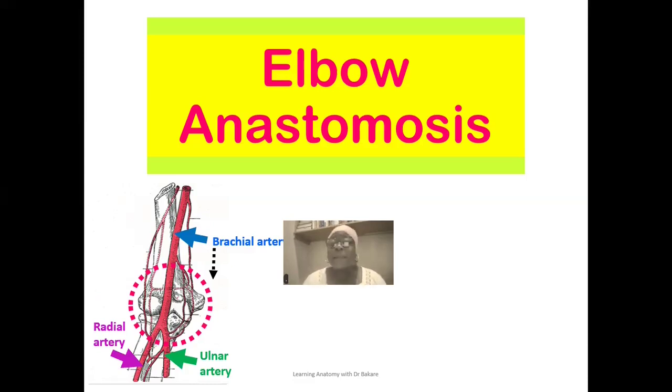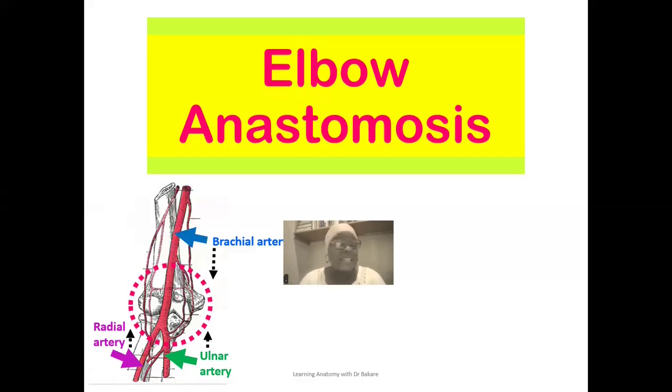And these branches are basically directed upward, and this is why they are seen to provide recurrent branches. So we have recurrent branches from the ulnar and the radial artery, while we have collateral branches from the brachial artery. So both the collateral branches and also the recurrent branches are seen to network themselves around the elbow, and this is where they are seen to create the elbow anastomosis.